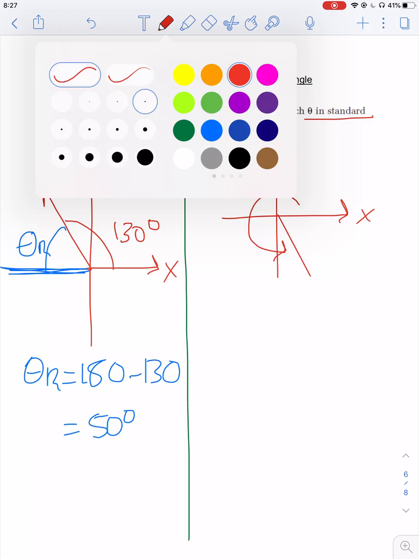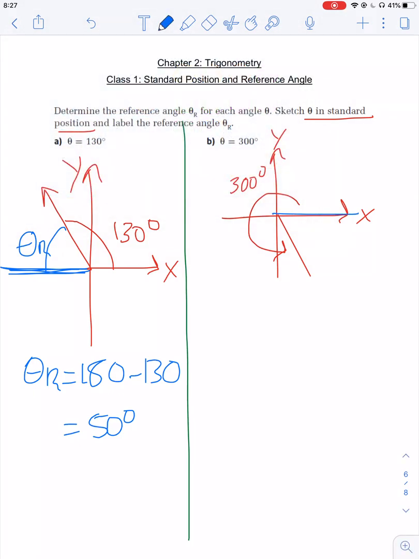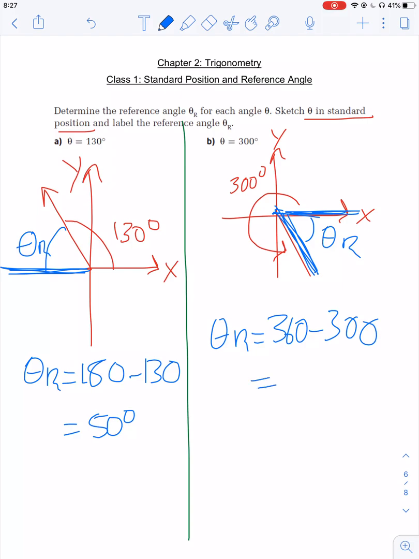But remember, reference angle has to be between the x-axis and the terminal arm. Okay, so this is the angle that I'm interested in, theta r. Now, how do you find theta r? You have to do the bigger one. So which arm is bigger? This one, which is at 360, or this one, which is at 300? So 360 is bigger, so theta r will just equal 360 minus 300. And that gives you 60 degrees, okay? So that's how you find the reference angle.